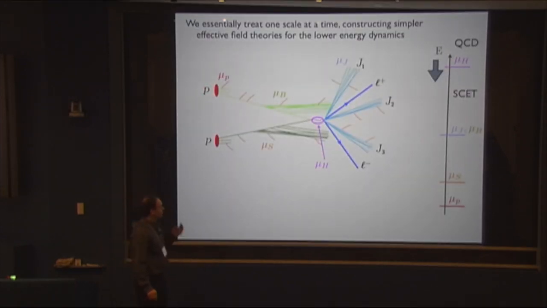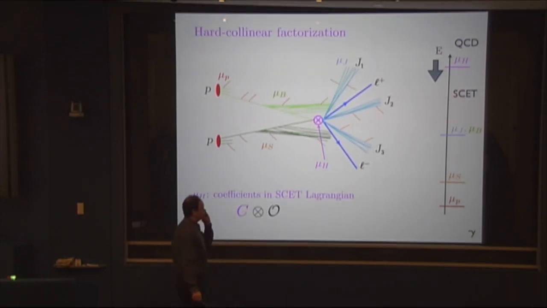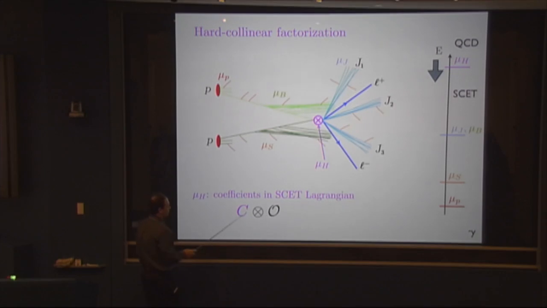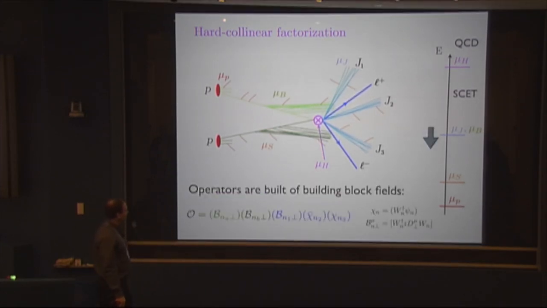So let's see, going to our picture, how that works. Scale by scale, I start at the top. I integrate out this hard scale. And what happens is I shrink this blob here to a point. I get some effective operators, and I get some effective coefficients that encode the physics of that short distance that I'm integrating out, removing from the theory. I have to figure out what kind of operators I have, and those operators are built out of those building blocks. So for example, if I had two gluons come in, and a pair of quarks and a gluon go out, then the type of operator that I would have would be this one that I've written down.